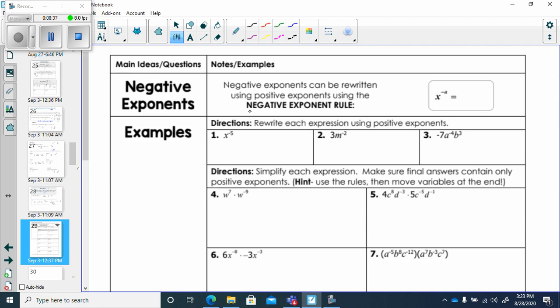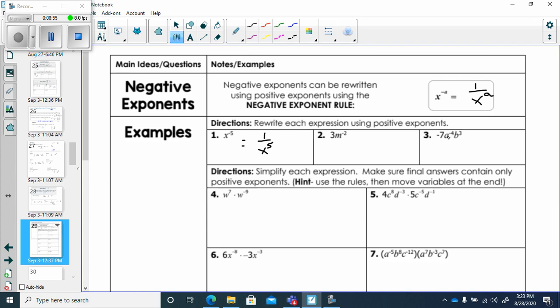And let's look at the odd ones here. We know x to the negative a power would be the same thing as 1 over x to the a power. If I have x to the negative fifth power, that's 1 over x to the fifth power.